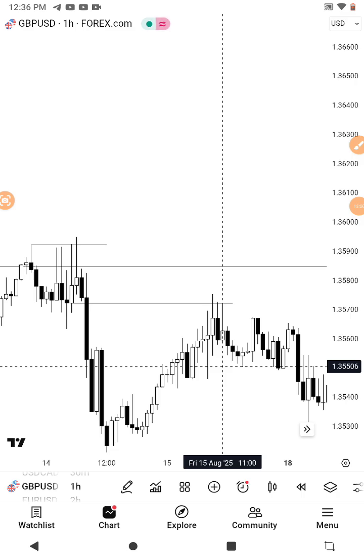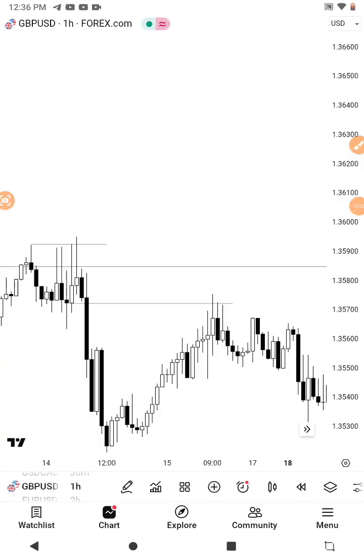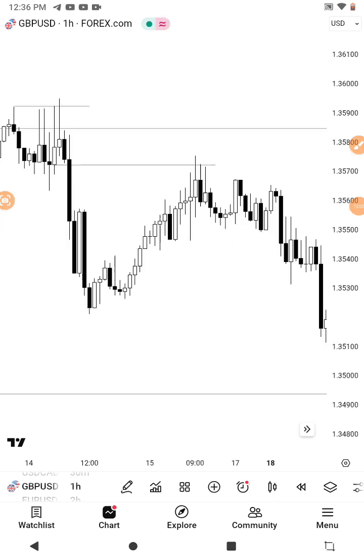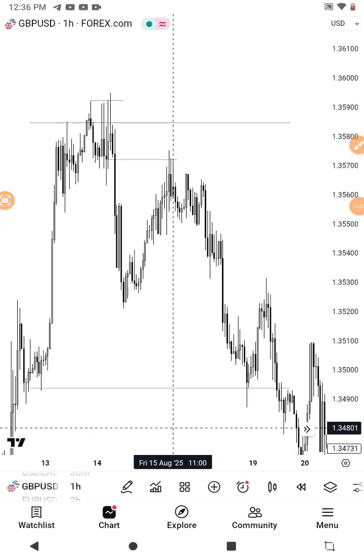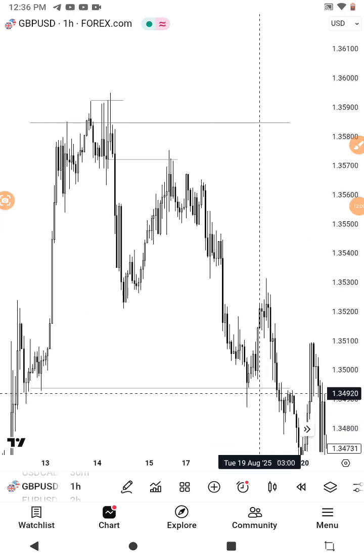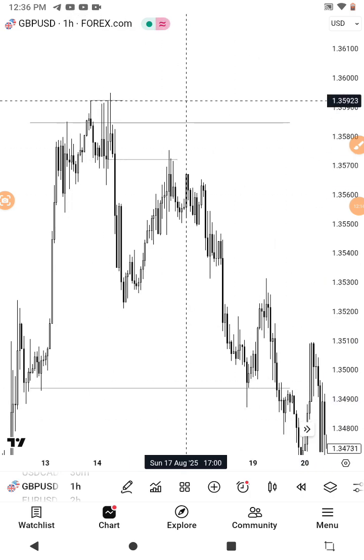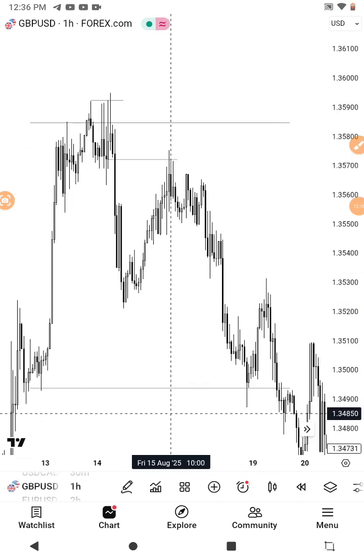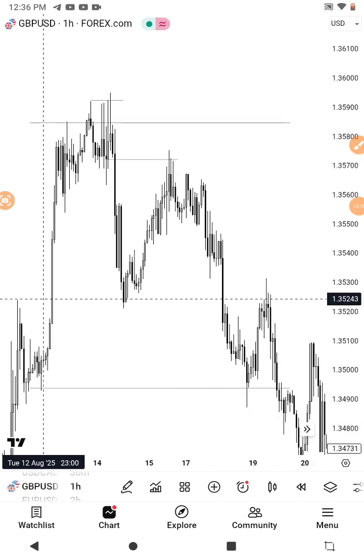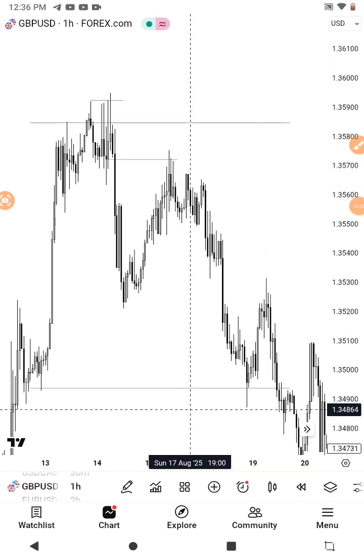Running down to what? Our take profit. Where is our take profit? CRT low. Look at it. This is our take profit. Price ran back to our take profit. So that is how you need to understand this cycle, right? Understand the cycle, what is happening in the market.